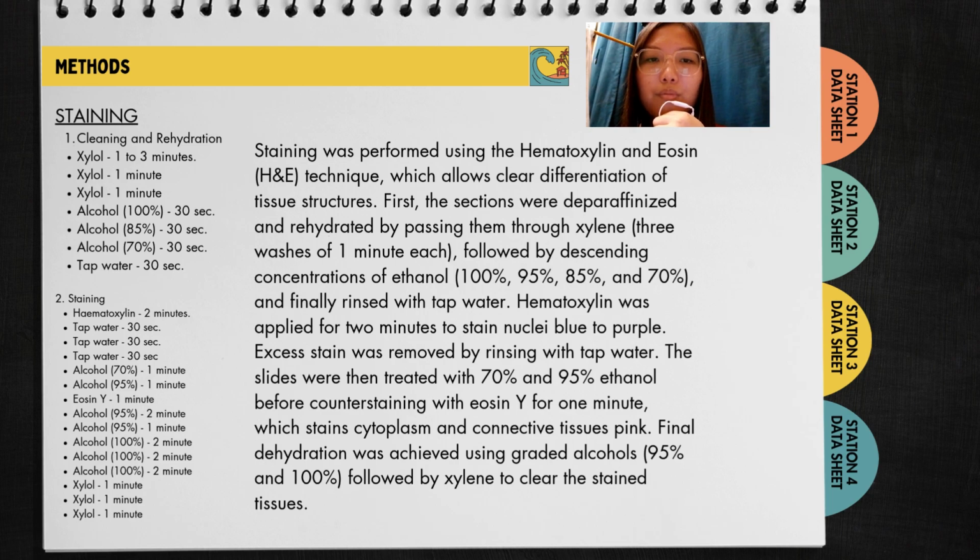Hematoxylin was applied for 2 minutes to stain nuclei blue to purple. Excess stain was removed by rinsing with tap water. The slides were then treated with 70% and 95% ethanol before counterstaining with eosin Y for 1 minute, which stained cytoplasm and connective tissue pink. Final dehydration was achieved using graded alcohol, 95% and 100%, followed by xylene to clear the stained tissue.